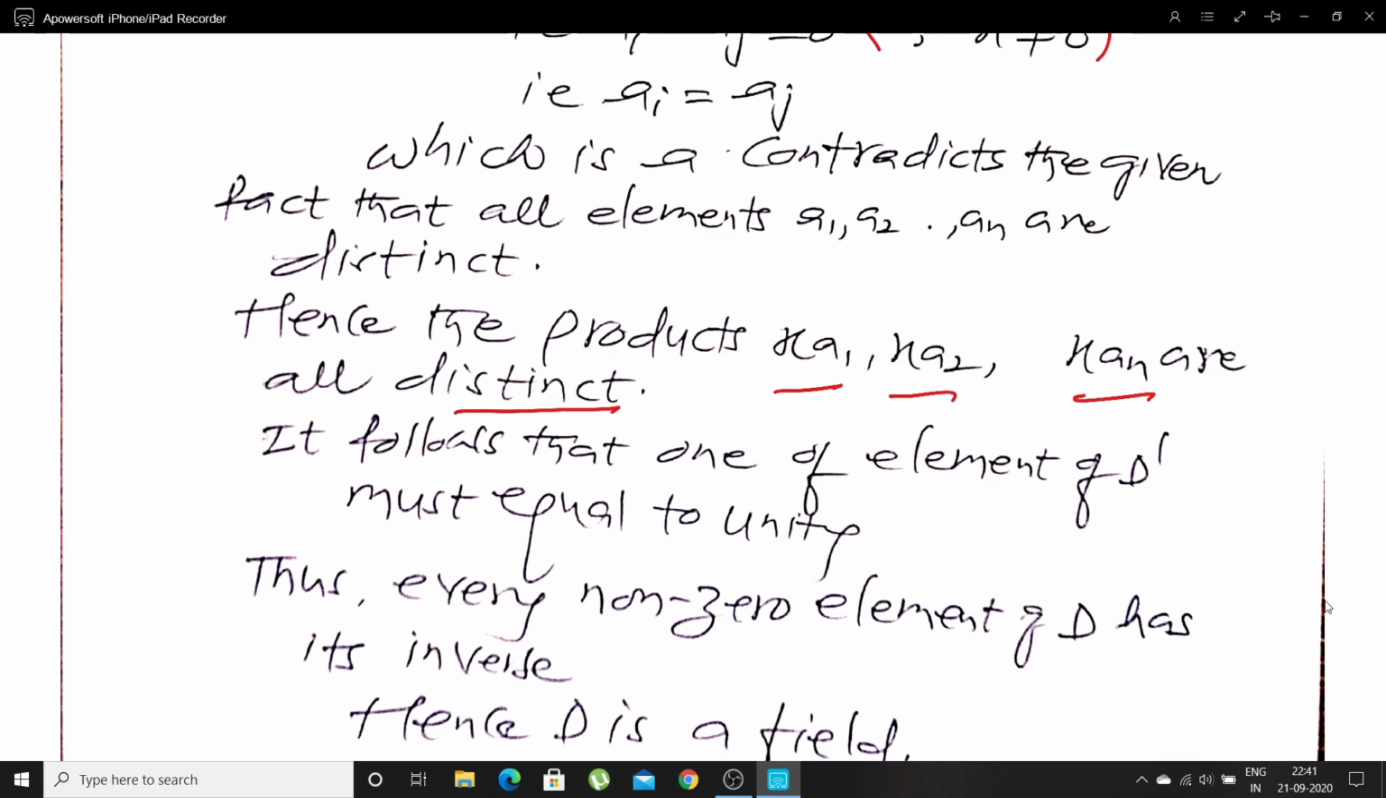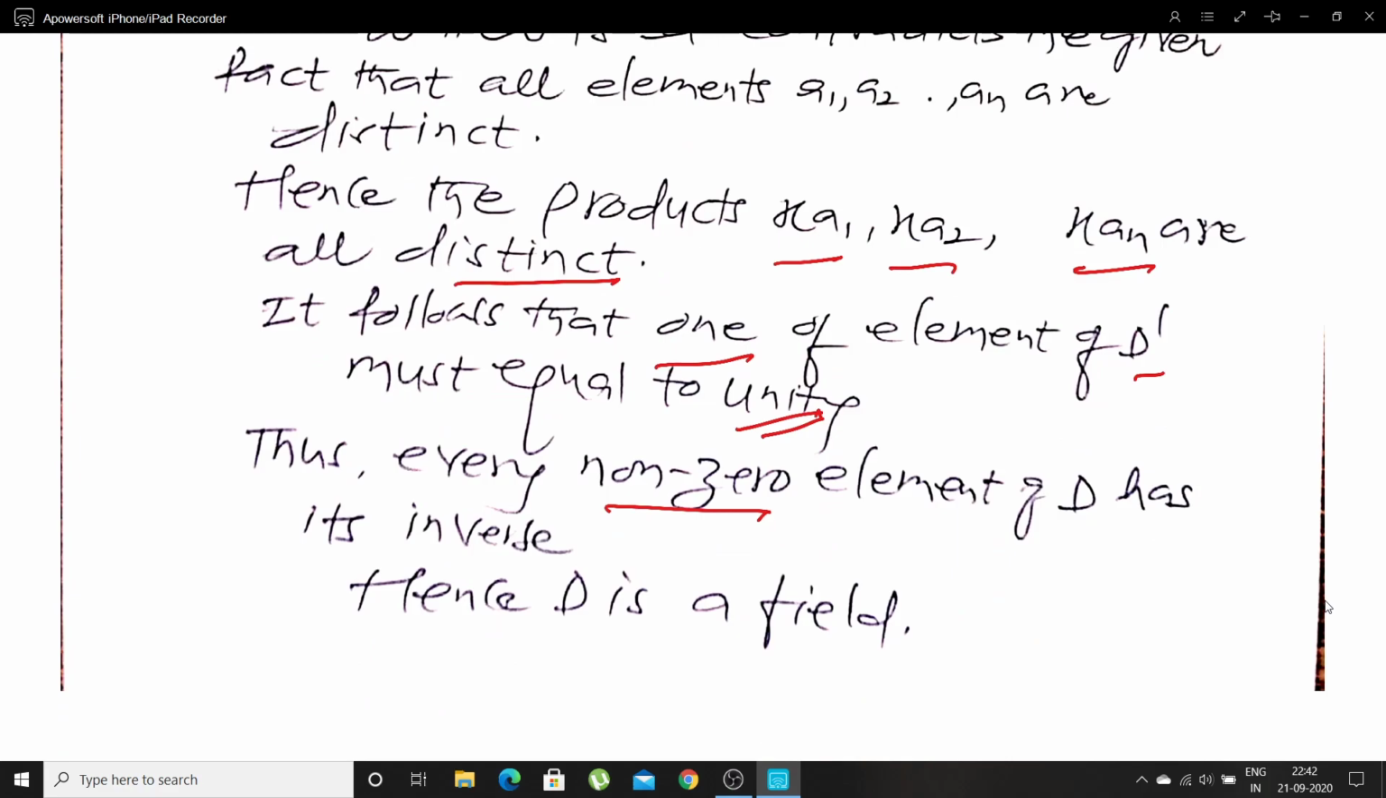It follows, by seeing all these results, that one of the elements of D must be unity. Hence, what it shows is that every non-zero element of D has its inverse. Whenever we see this statement, that indicates it is a field. This completes the proof of the theorem.